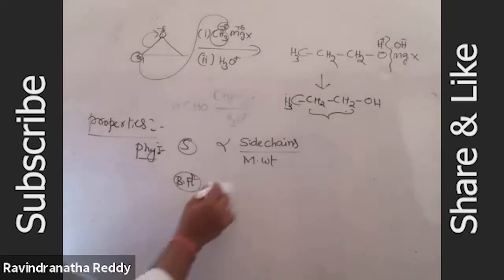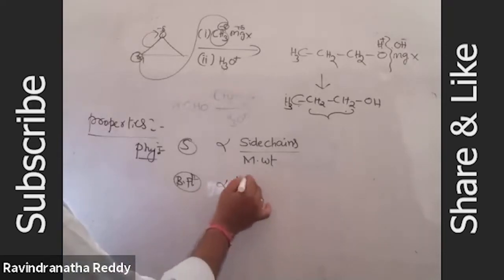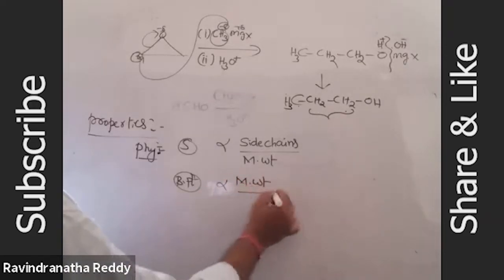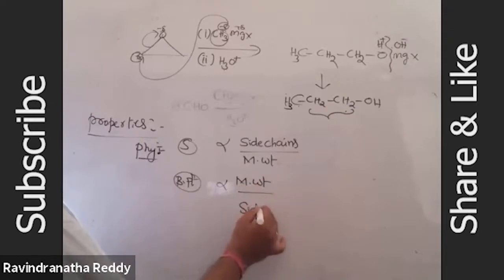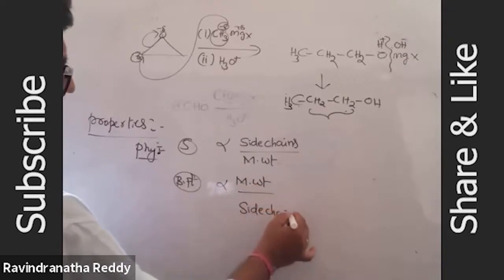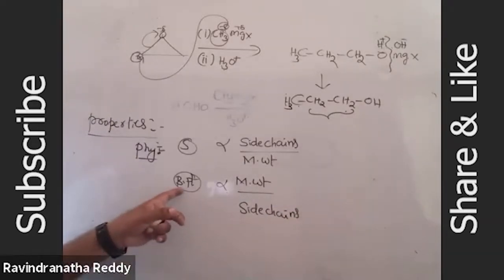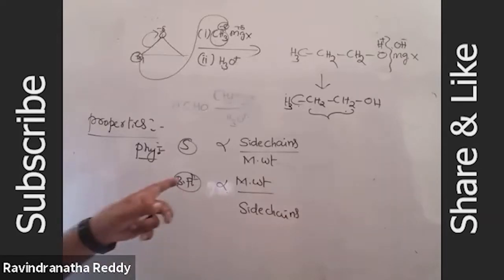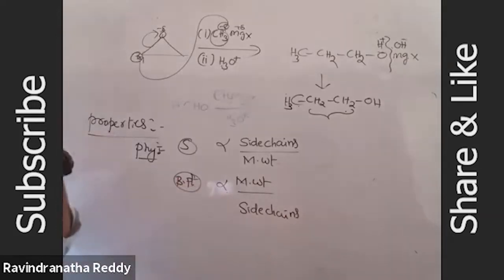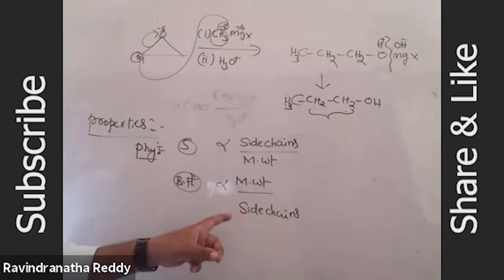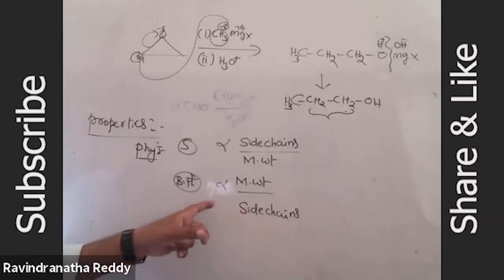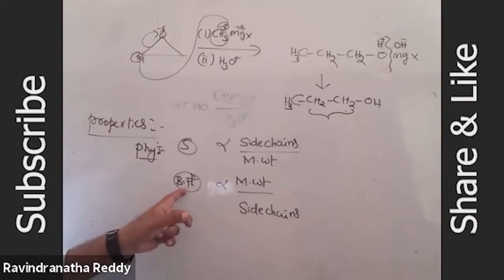Boiling point condition formula is reverse. Molecular weight increases, boiling point increases. Side chains increase, boiling point decreases. Number of side chains are more, surface area is less, boiling point is less. Surface area is more, boiling point is more. Side chains more means surface area is less. So van der Waals attraction is less, boiling point is less.